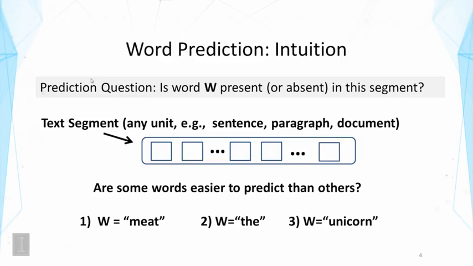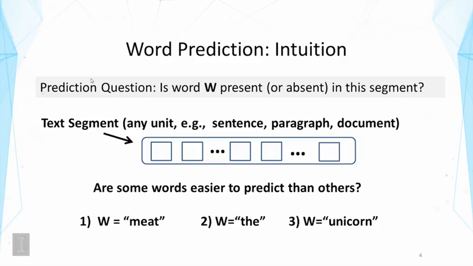Now, what's interesting is that some words are actually easier to predict than other words. If you take a look at the three words shown here, meat, the, and unicorn, which one do you think is easier to predict? Now, if you think about it for a moment, you might conclude that the is easier to predict because it tends to occur everywhere, so I can just say, well, the will be in this sentence. Unicorn is also relatively easy because unicorn is very rare, and I can bet that it doesn't occur in this sentence. But meat is somewhere in between in terms of frequency, and that makes it hard to predict because it's possible that it occurs in the sentence or the segment more accurately, but it may also not occur in the segment.